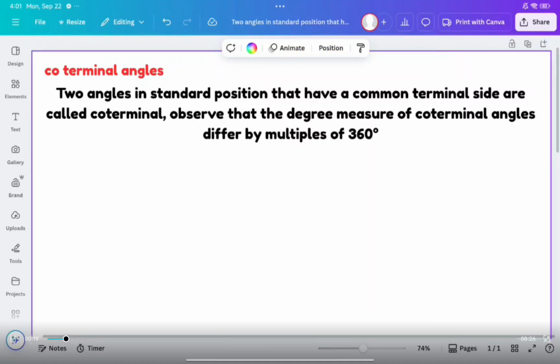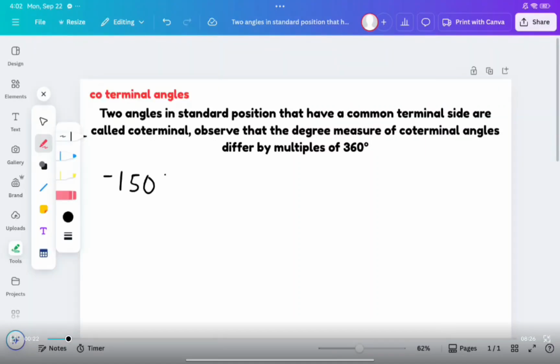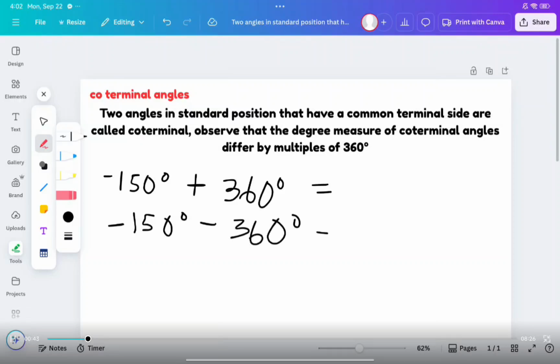So now let's have an example. We have this negative 150 degrees. To find the positive and negative coterminal angles, we can add and subtract 360 degrees from the given angle. So now we can find the positive coterminal. Negative 150 degrees plus 360 degrees is equal to 210 degrees. While for the negative coterminal, negative 150 degrees minus 360 degrees is equal to negative 510 degrees.